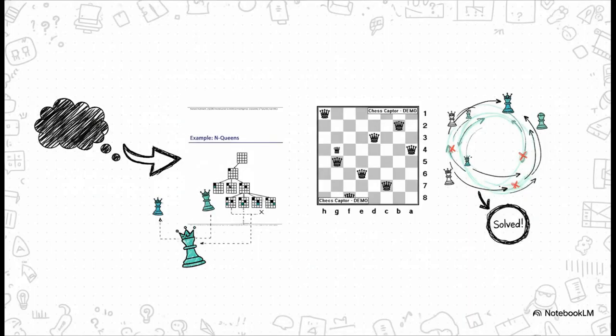This whole process creates what you see on the left, a search tree. Every single branch is a choice the algorithm makes. And on the right, you can see what this actually looks like for the n-queens problem. The computer is just exploring this tree of possibilities, placing a queen, checking for a problem, and if it finds one, it just backtracks until it finds a path that leads all the way to a complete solution.